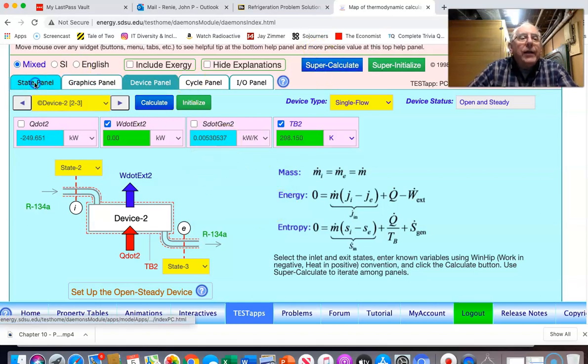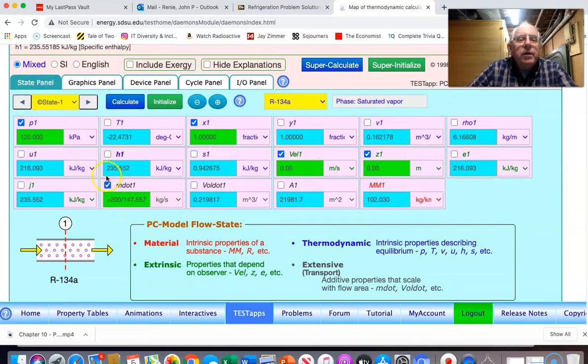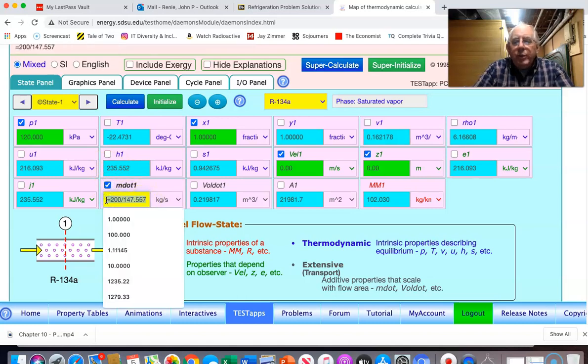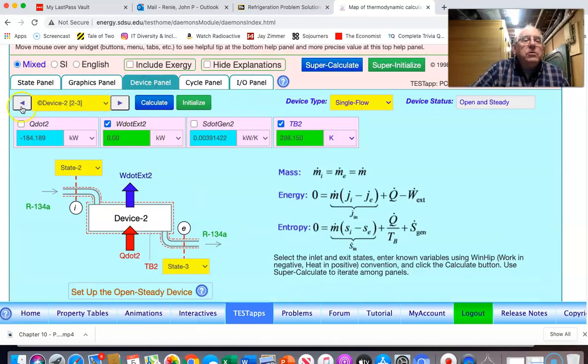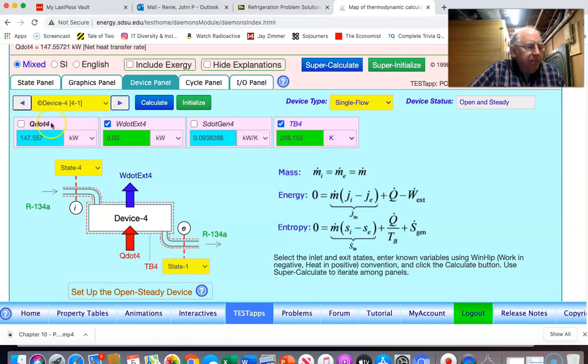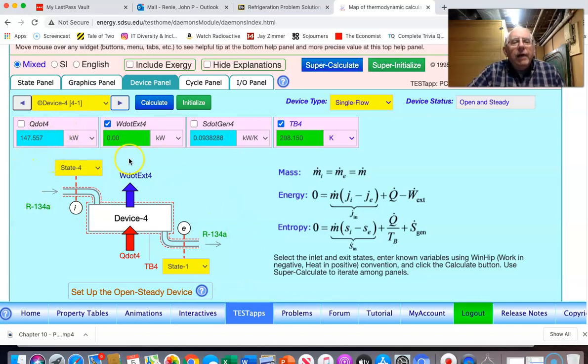So what I'm going to do is go back to my state panel. I'm going to go back to 200 divided by that, put this in as 1, and recheck this. So I'm going to super calculate, and then go back to my device panels, and I'm going to see that here is my work of the compressor. And then I'm going to see that this is the heat transfer away from the condenser. And so that's different than what we had before. And so something is amiss, and so I'm going to write that down. And then here is our expansion valve, and then this is, okay, I'm sorry, it is 147.557. So this is the refrigeration that's occurring. And so what I failed to do here is I looked at the condenser and not the evaporator to check to see if it went to 200.